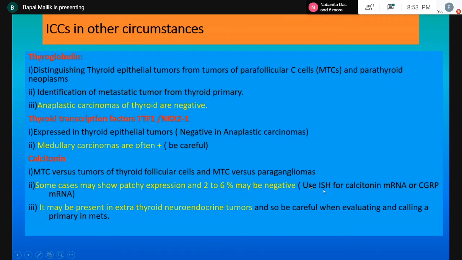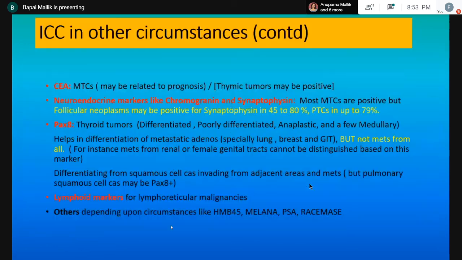And in such cases, if you have the facilities, you can do in situ hybridization for calcitonin mRNA or CGRP mRNA. Calcitonin also, and this is again very important, may be present in extrathyroid neuroendocrine tumors. So when you are trying to find out the metastasis of a neuroendocrine tumor in a distant site and it turns out to be calcitonin positive, it does not automatically mean that we are dealing with a metastasis from medullary thyroid carcinoma, because other neuroendocrine tumors outside the thyroid can be calcitonin positive.